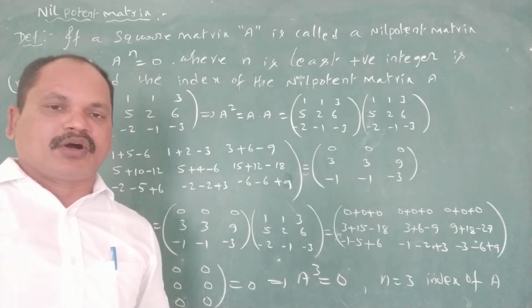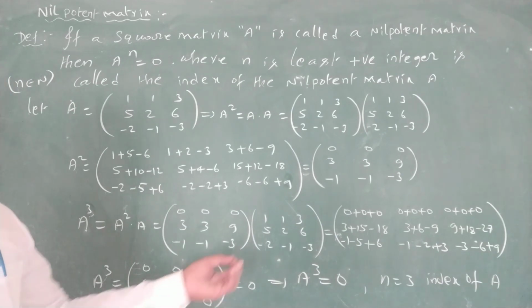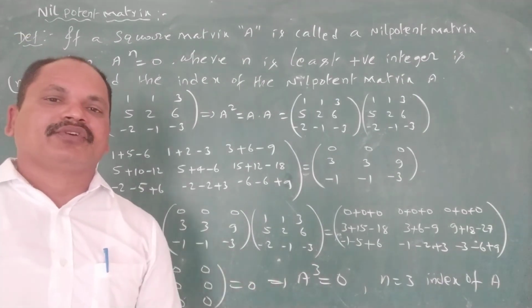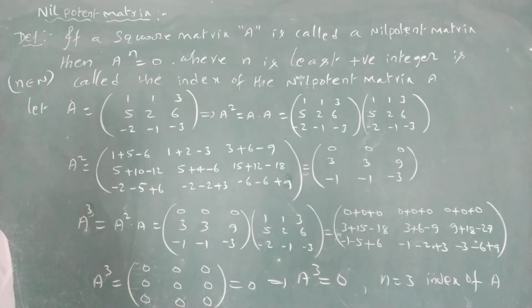That's why the least positive integer n equal to 3 is the index of the nilpotent matrix. Okay, that's all. This is very, very important. That means A power n is equal to null matrix such that n is the least positive integer. That's all. Okay.